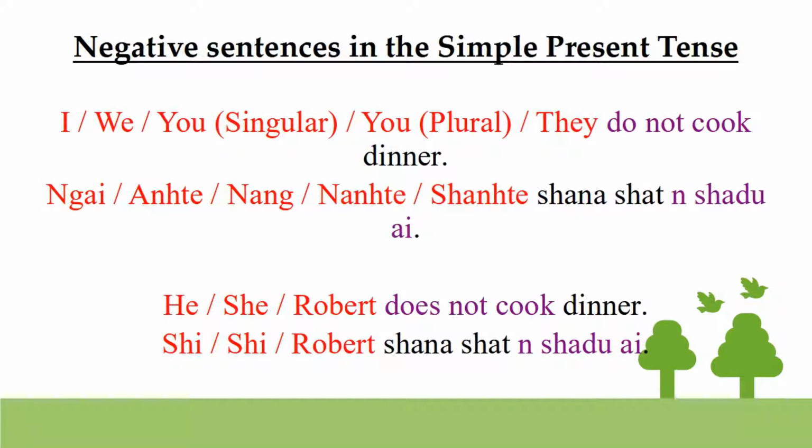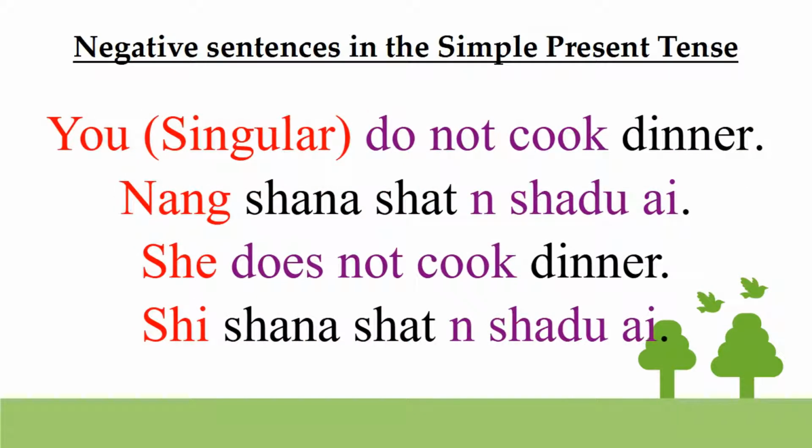Okay, let's continue. How does the base verb form or conjugate for the negative sentences in the simple present tense? You do not cook dinner in Kachin Jinghpaw. Nang, shana, shat, n shadu i. She does not cook dinner in Kachin Jinghpaw. She, shana, shat, n shadu i.